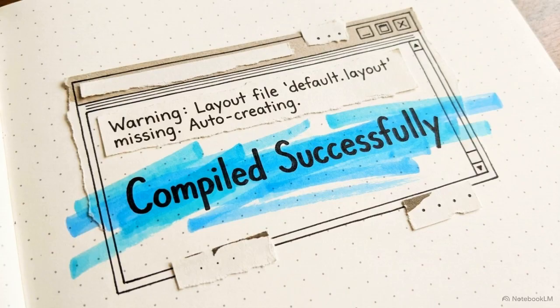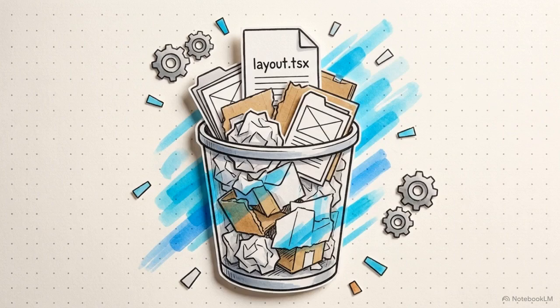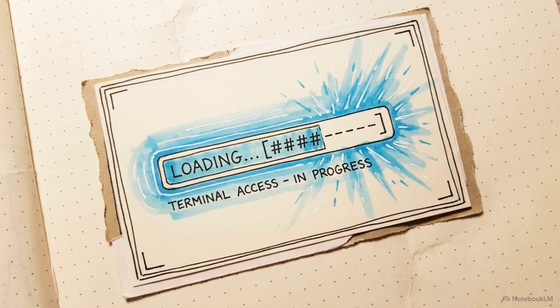Next.js actually has a built-in failsafe for this. If you accidentally delete or forget to create your root layout, the development server will automatically regenerate it the next time you boot it up. Next is page.tsx, containing your visible UI. Dropping this file in the app directory maps it to the home page URL.